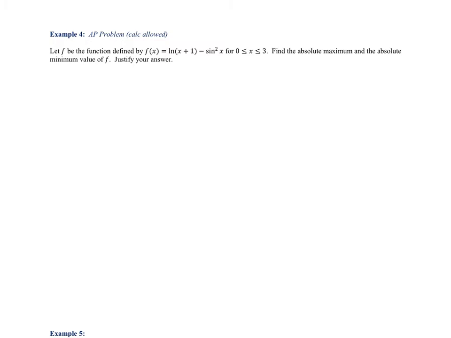Who uses batteries anymore? Let f be the function defined by f of x equals natural log of x plus 1 minus sine squared x for the interval 0 to 3. Find the absolute maximum and absolute minimum value of f and justify your answer. So your work will be your justification. Our candidates.